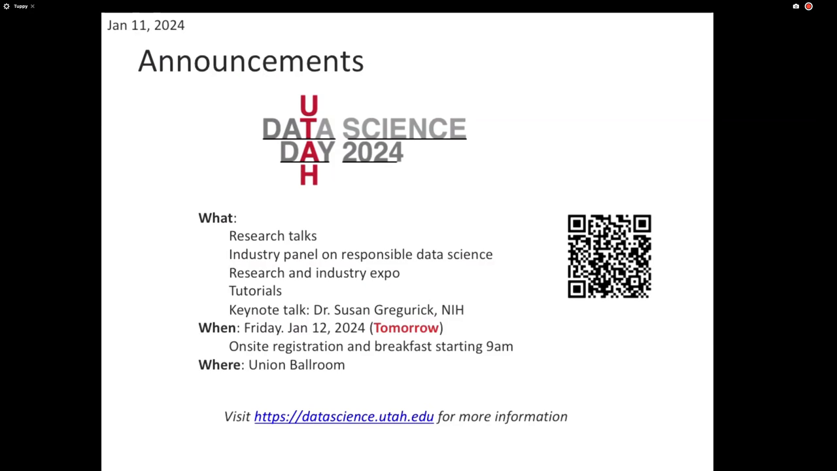There will be research talks. There's going to be an industry panel on responsible data science. There will be some tutorials on things like how to use CHPC, how to poke language models, how to build your CV. And there's going to be a research and industry expo that's showcasing some interesting things that are happening. And also there's going to be a keynote talk by Dr. Susan Gregurick, who's from NIH, the National Institutes of Health.